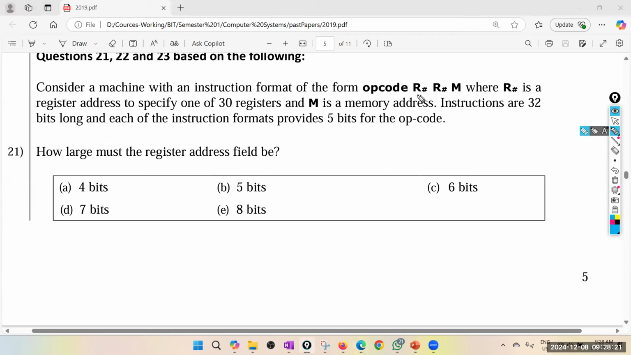It says R is a register address to specify one of the 30 registers. M is a memory address. Instructions are 32 bits long and each instruction format provides 5 bits for the operation code. Question number 1: how large must the register address field be?